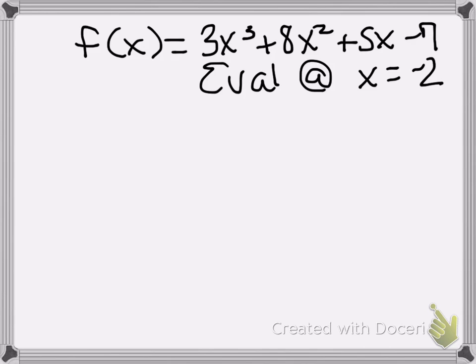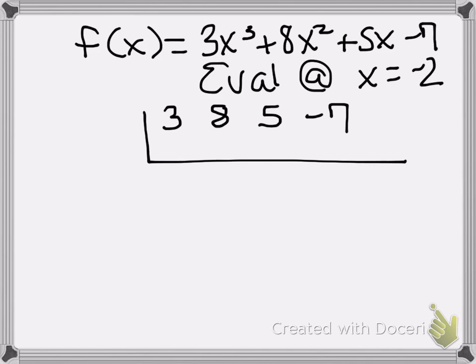So what I mean is that you take the -2 and you plug it in for x everywhere. Well, I'm going to show you a really quick way to do this. This is the remainder theorem. We're going to do synthetic division. Put your values in, 3, 8, 5, -7. I'm going to use my divisor as a -2 because it's not set as a factor, it's already set as a 0, so I use it as it is.